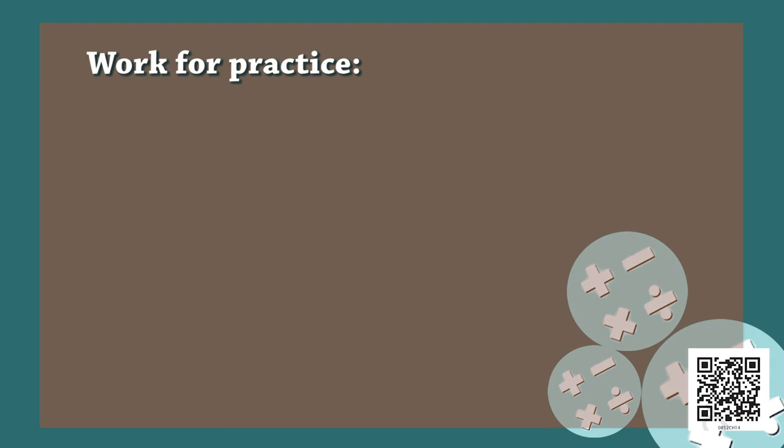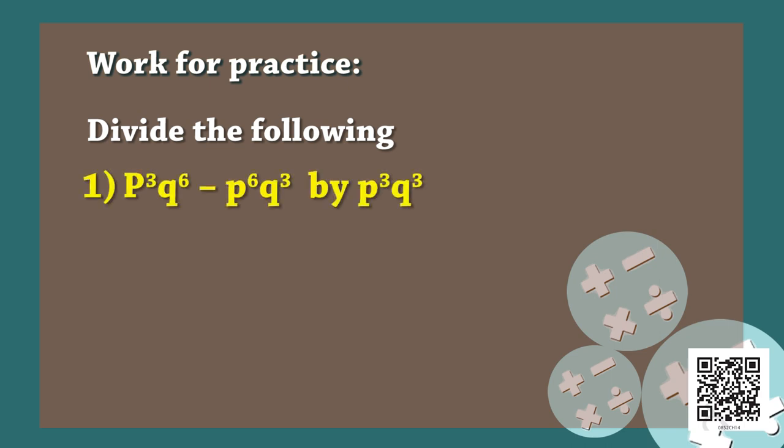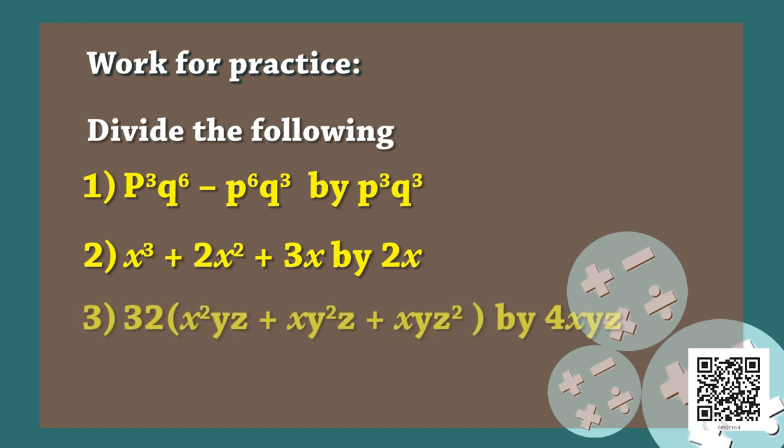For your practice, I am giving some more problems. Please try it. Work for practice. Divide the following. Number 1: p cube q to the power of 6 minus p to the power of 6 into q cube, by p cube into q cube. Number 2: x cube plus 2x square plus 3x, by 2x. Number 3: 32 into (x square yz plus xy square z plus xyz square), by 4xyz. Hope it will help you. After practicing such problems, you will get the idea how to divide a polynomial by a monomial.